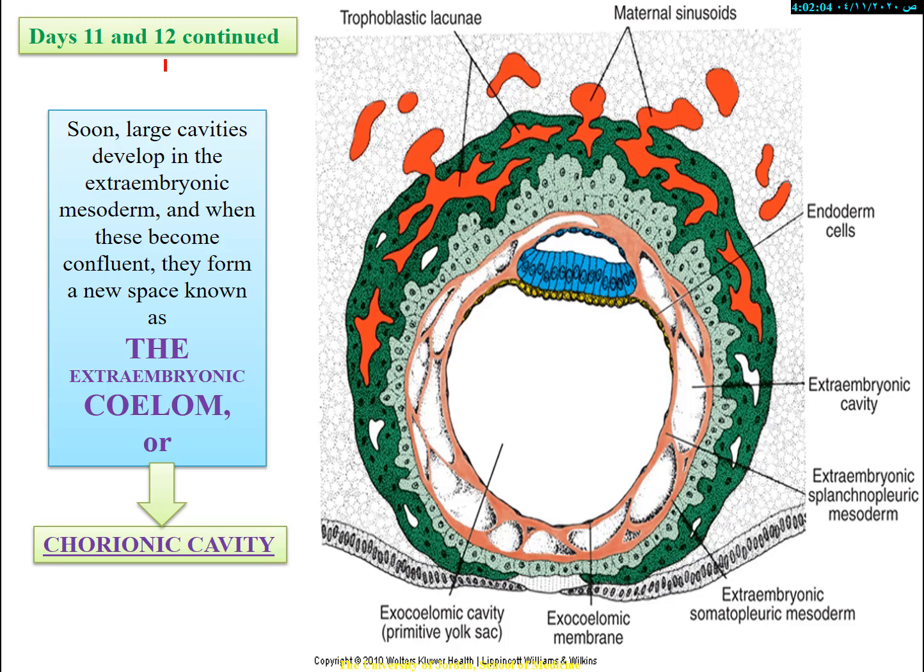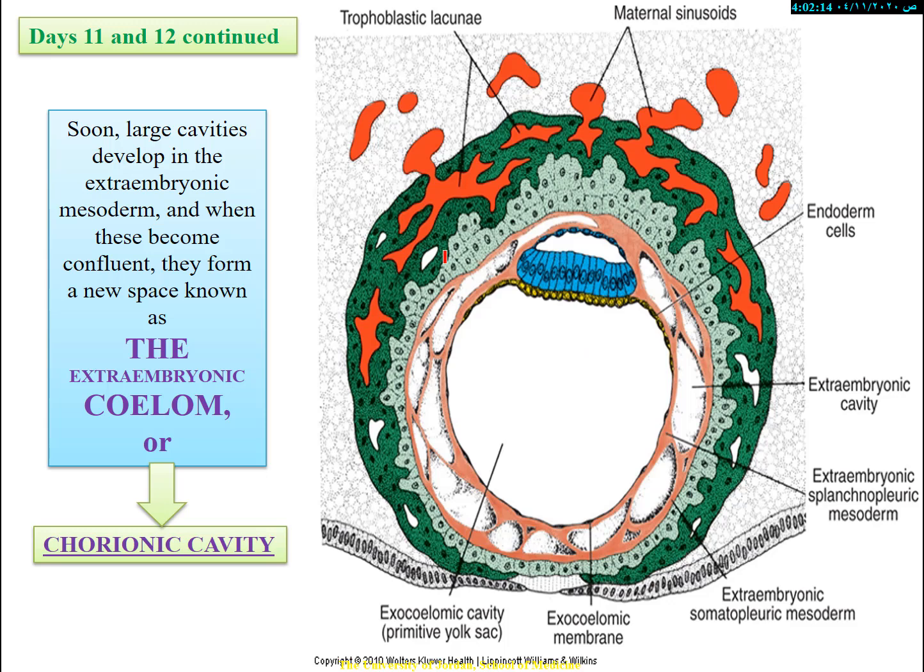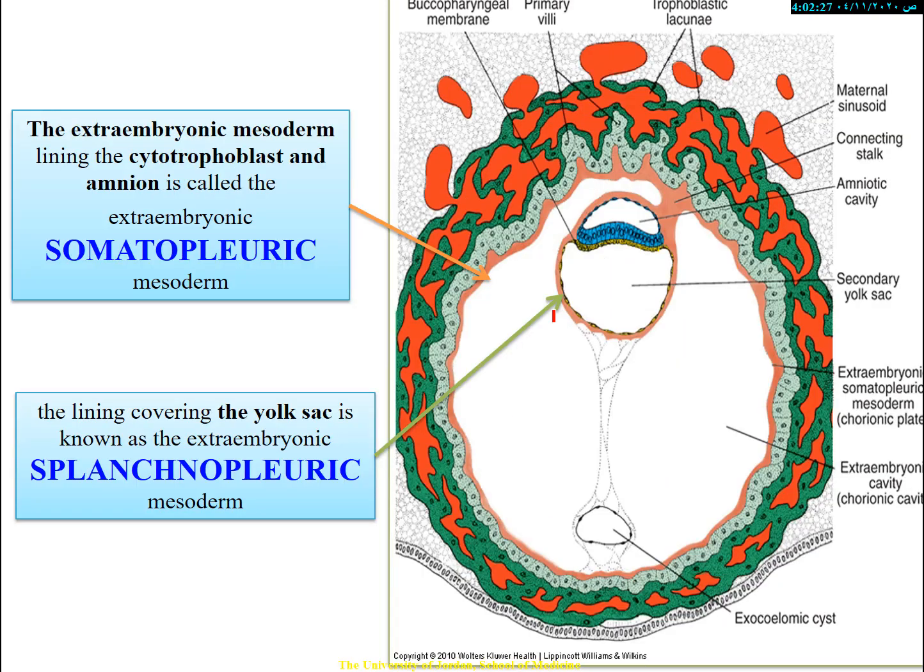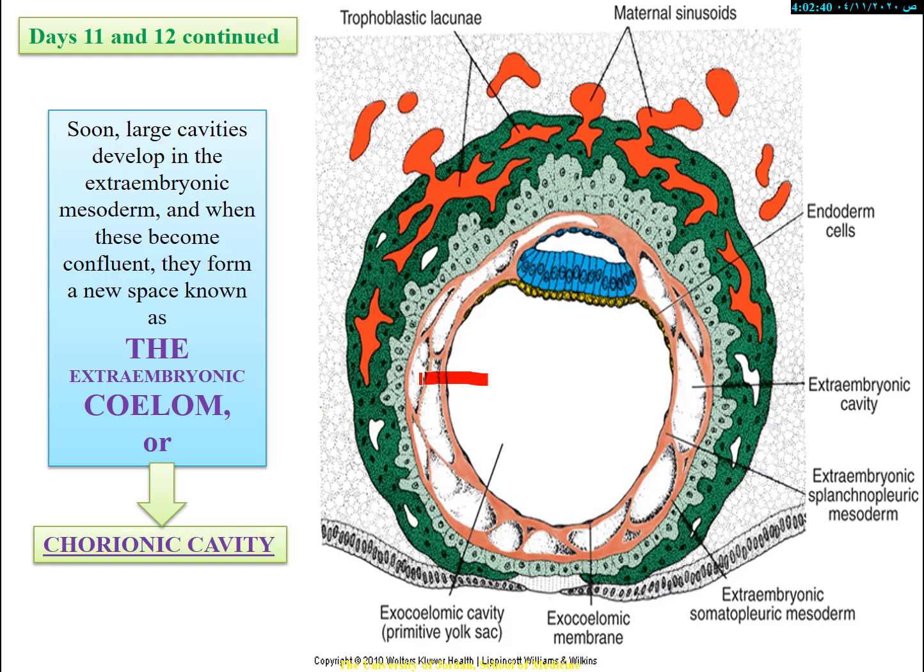day 11, 12 continued. Large cavities, look, it was a solid layer here, extraembryonic mesoderm. All of a sudden, it would develop, as you can see here, cavities. These cavities would grow bigger and bigger, and eventually they would form a cavity. So the extraembryonic mesoderm was a solid layer, as you can see here. Then cavities began to develop.